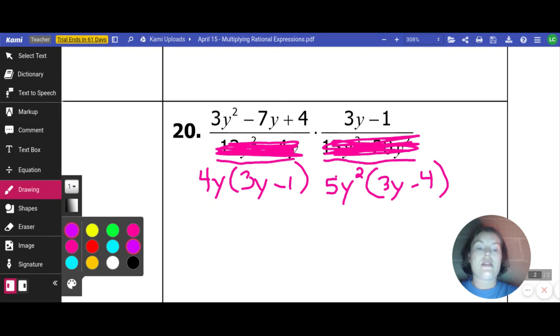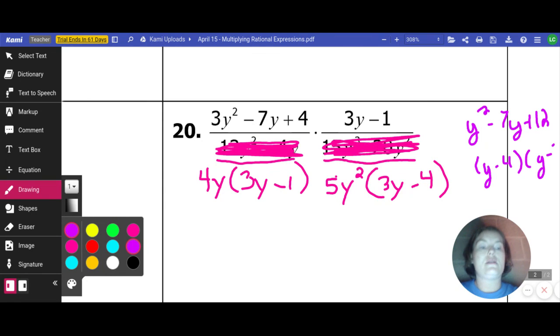So first thing I'm going to do is slide that 3 to the back, and I'll now have y squared minus 7y plus 12. And then I find two numbers that multiply to give me 12 and add to give me negative 7. So I know both numbers have to be negative because it multiplies to give me a positive and adds to give me a negative. So I just got to find those two numbers. Those two numbers are negative 4 and negative 3. So y minus 4 and y minus 3.